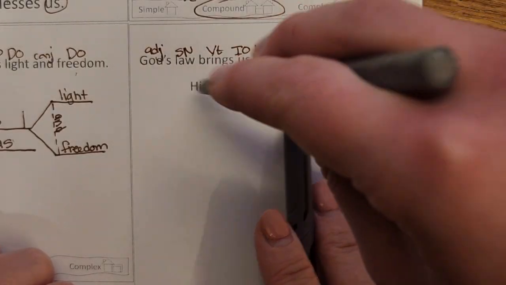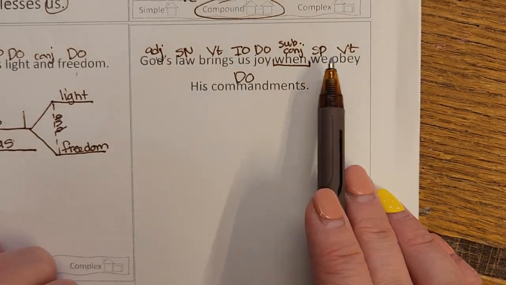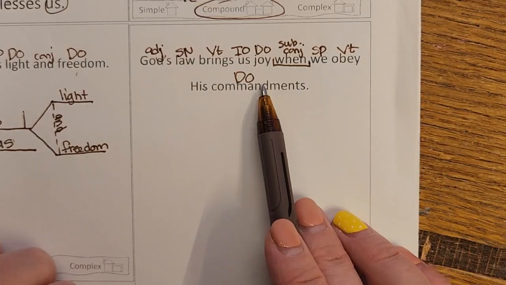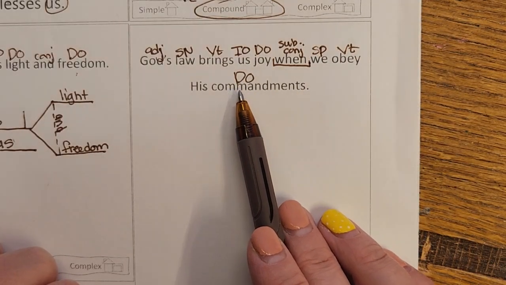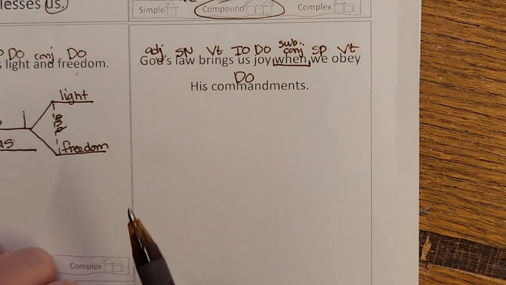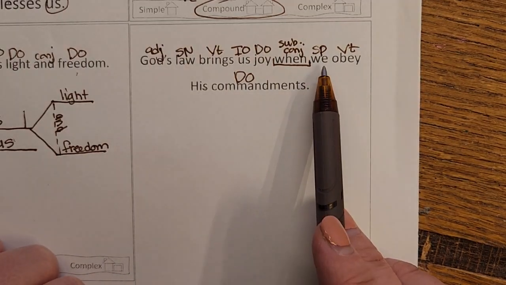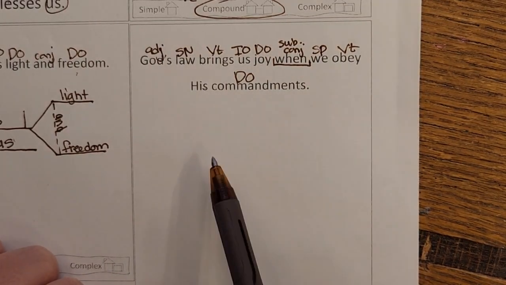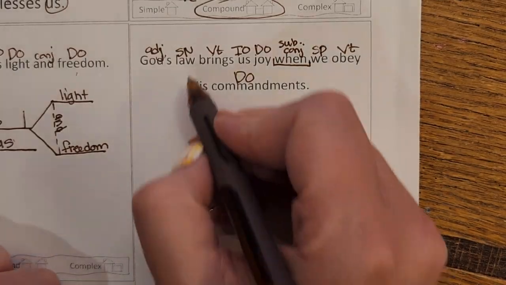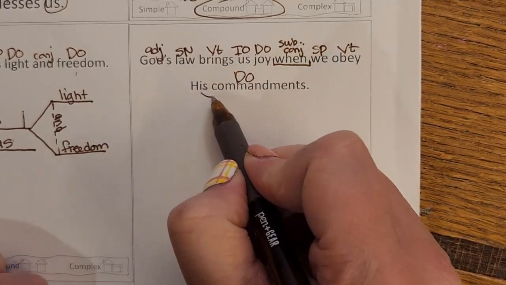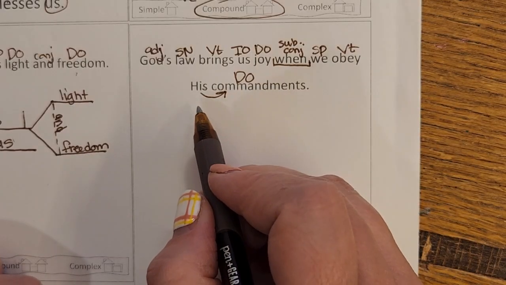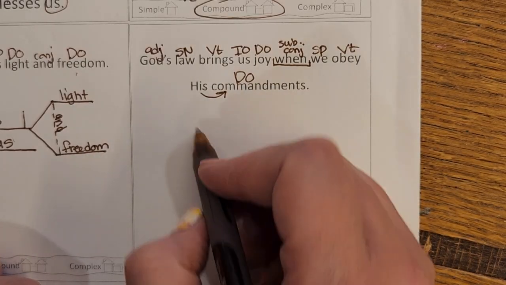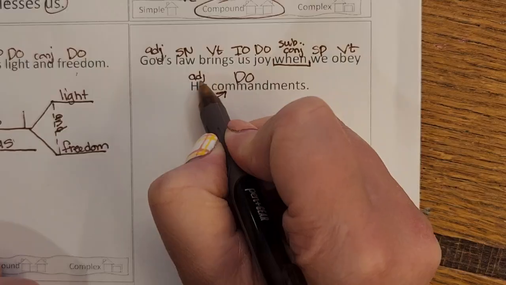Now, is that an indirect object? Actually, is it we obey commandments to or for whom? No. It's not like giving the commandments to anyone. His commandments. Whose commandments? So it's an adjective. Yes, it's an adjective. This is describing commandments, and it's asking the question what kind, how many, which, or whose. So this is another adjective.